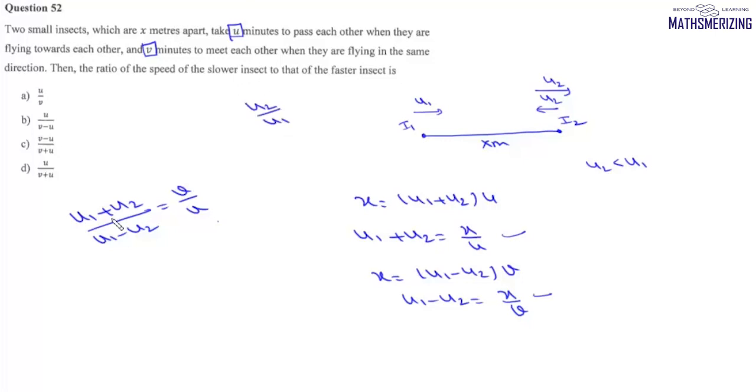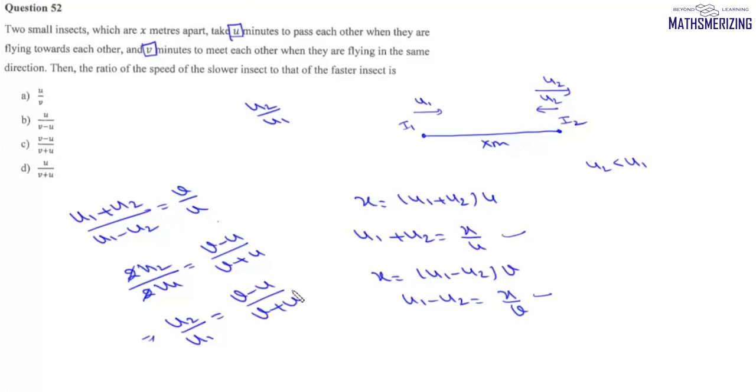So we'll use componendo dividendo. So we'll subtract the numerator from the denominator, so it will be 2u2, and then we'll add them, there will be 2u1, and it will be (v minus u) upon (v plus u). So this 2 and 2 will cancel. So we'll get u2 upon u1 as (v minus u) upon (v plus u), and that's your option number C.